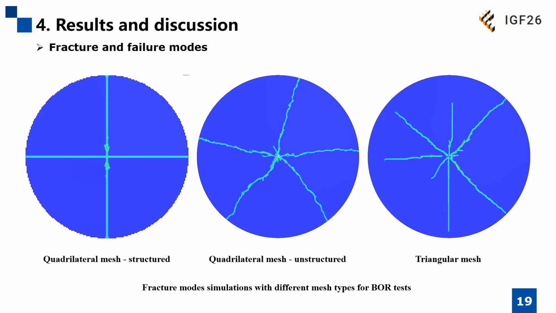These are the fracture modes obtained from numerical simulations. We have used 3 different kinds of mesh types for comparison. For structured quadrilateral mesh, straight cracks were formed in the specimen, but for unstructured quadrilateral mesh and triangular mesh, there are more cracks in the specimens, and also some discrete properties can be observed from the failure modes.